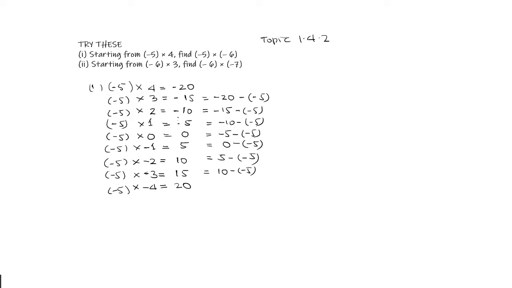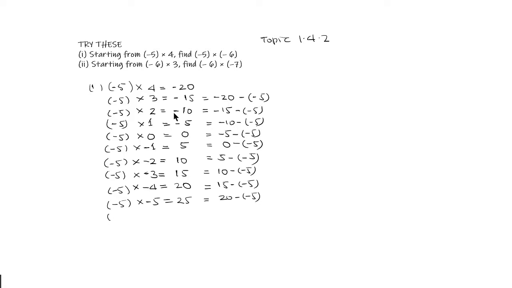and 15 minus minus 5. Next, minus 5 multiplied by minus 5. I add 5 to 20, so I get 25, which is equal to 20 minus minus 5.